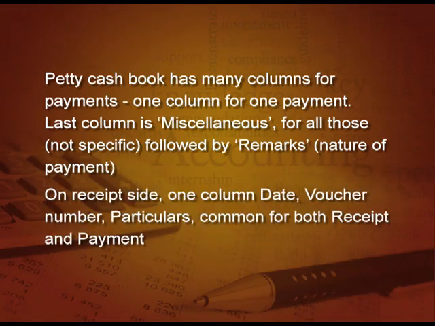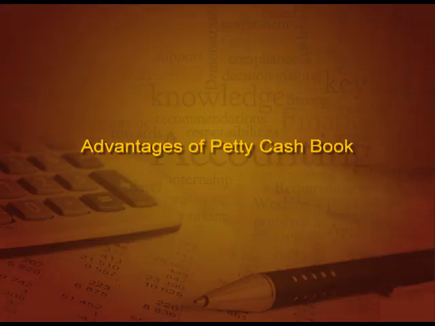In the remarks column, we write the nature of payment, but on the receipt side there is only one column. Date, voucher number, particulars are all common for both receipt and payment. So, we start with receipt and then date, voucher number, particulars, and then the total amount and then the classification of various expenses. Now, what are the advantages of this petty cash book?